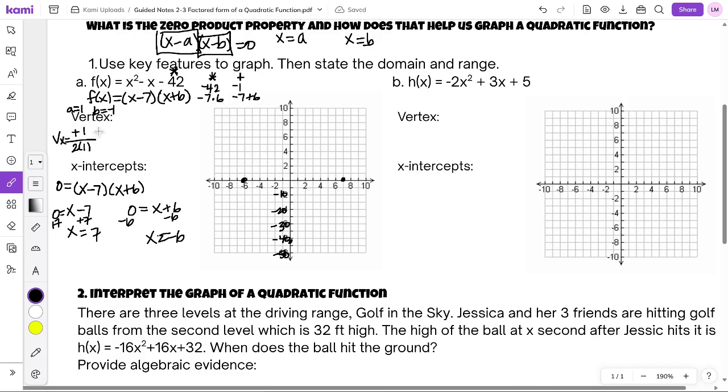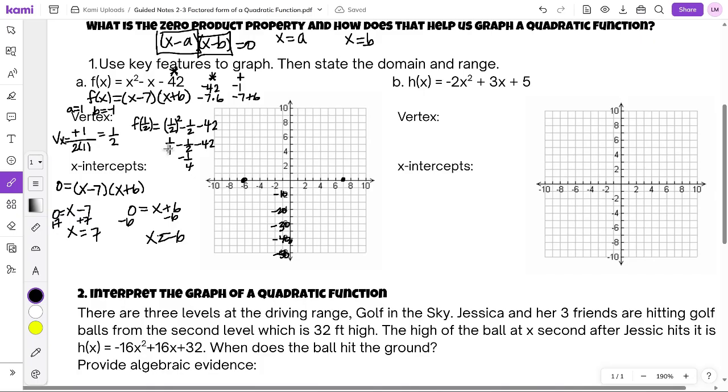That's my x-coordinate of the vertex. So my x-coordinate is 1/2. And then I'll plug in 1/2 and see what f of 1/2 is. And so that will be 1/2 squared minus 1/2 minus 42. So that's 1/4 minus 1/2 minus 42. 1/4 minus 1/2 is negative 1/4.